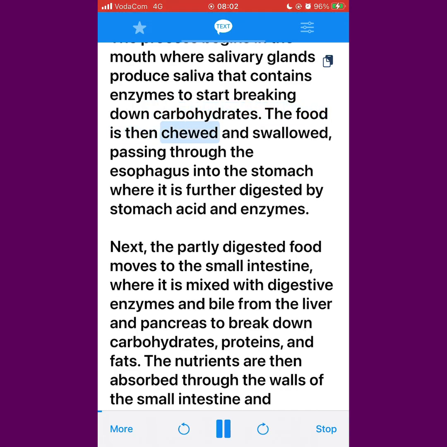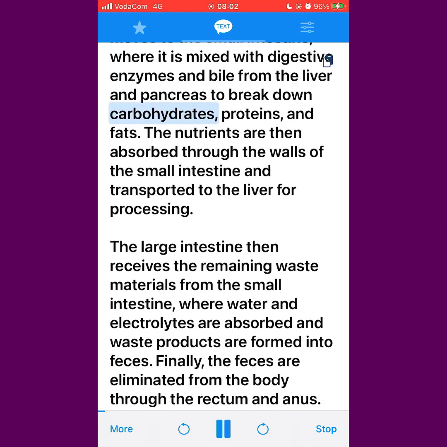The food is then chewed and swallowed, passing through the esophagus into the stomach, where it is further digested by stomach acid and enzymes. Next, the partly digested food moves to the small intestine, where it is mixed with digestive enzymes and bile from the liver and pancreas to break down carbohydrates, proteins, and fats. The nutrients are then absorbed through the walls of the small intestine and transported to the liver for processing.